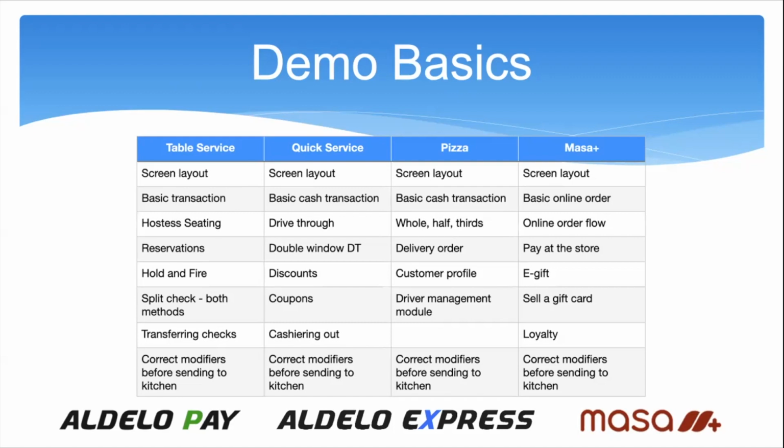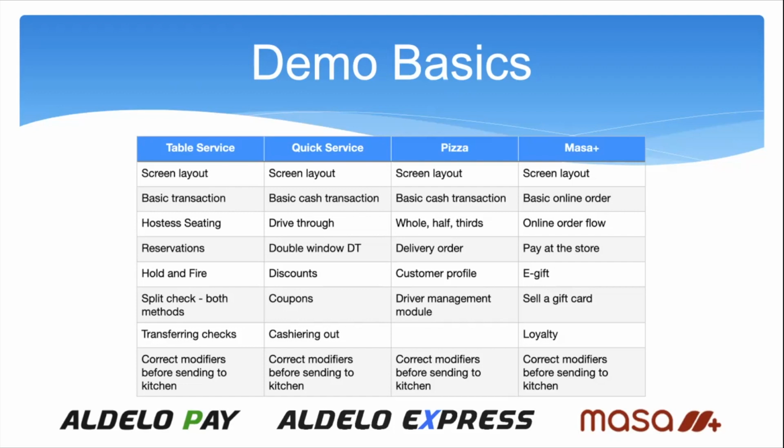For quick service, you need to be showing coupons and discounts. They're kind of sort of the same thing, but you're going to need to show that and make sure you're comfortable with that. In pizza, you're going to want to do the customer profile so that you can then associate that with the order. Transferring checks is not something that a lot of people do during a presentation. You need to be able to show that in case the customer has a concern. Sometimes transferring checks is a theft issue. So you need to be comfortable making sure that you know how to control it and how to do that. Then correcting modifiers before sending to kitchen.